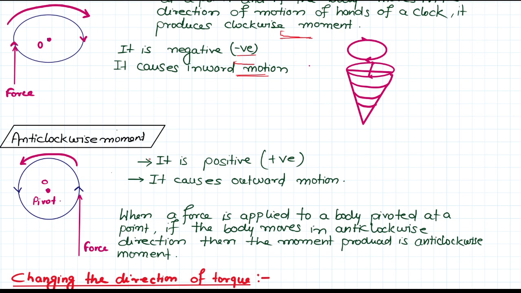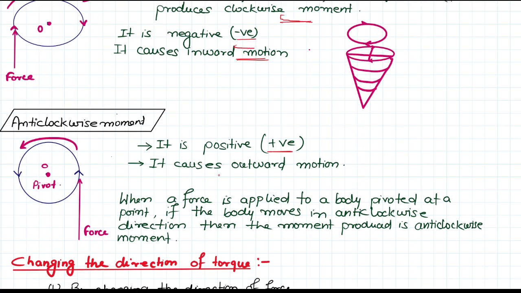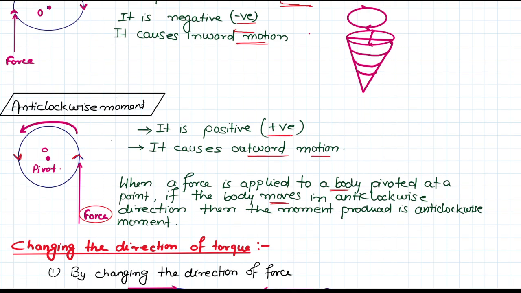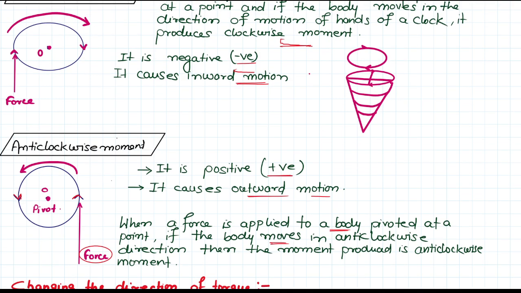Then anti-clockwise movement is positive, and it causes outward motion. When a force is applied to a body pivoted at a point, if the body moves in the anti-clockwise direction about the pivoted point, then we say it is anti-clockwise movement.